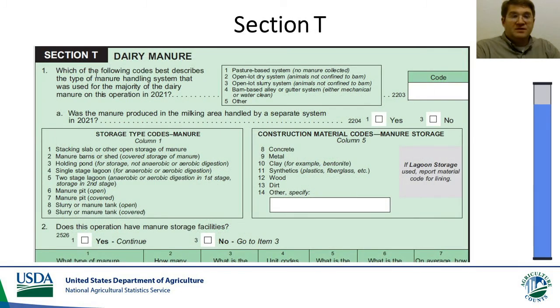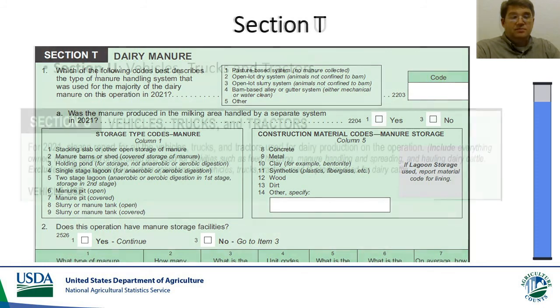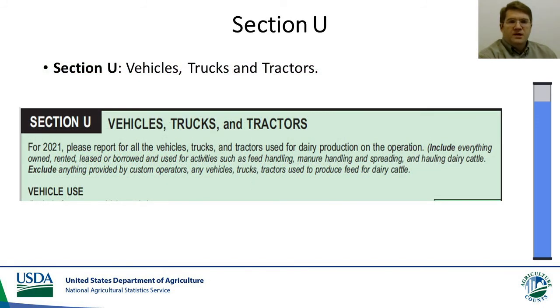The primary purpose of section T is to get information on the methods used to store, handle, and dispose of dairy manure. Question 2, if the operation has manure storage facilities, use the codes above question 2 to fill out the question 2 table. Section U, vehicles, trucks, and tractors.